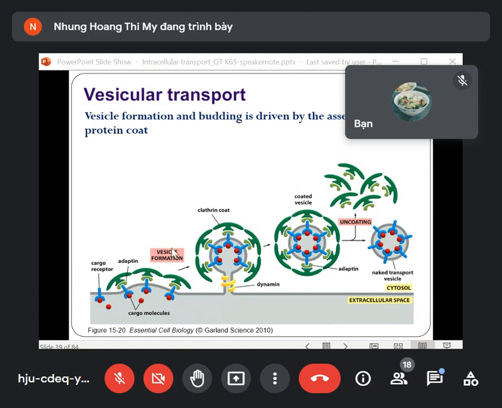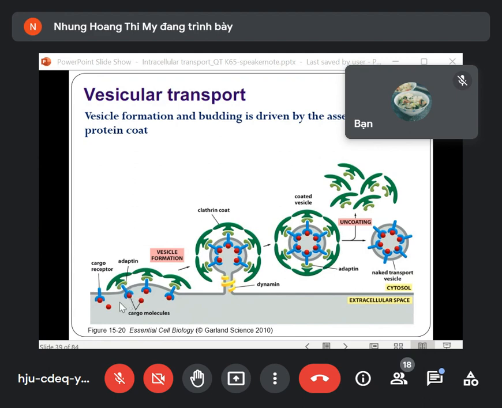So in the first step here, the cargo receptor, the blue one you see, will bind the target protein, and after the binding of the cargo protein, the cargo molecule expressed as a red dot here binds to the receptor. This binding will induce the capturing of the receptor by the adaptin protein.